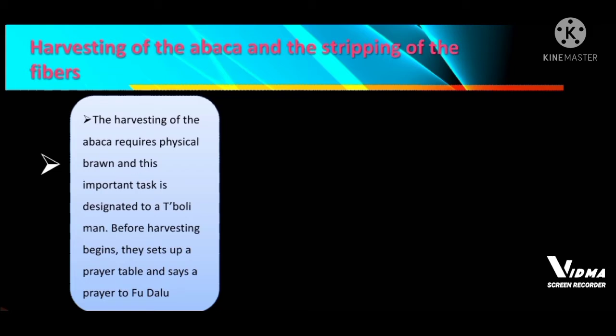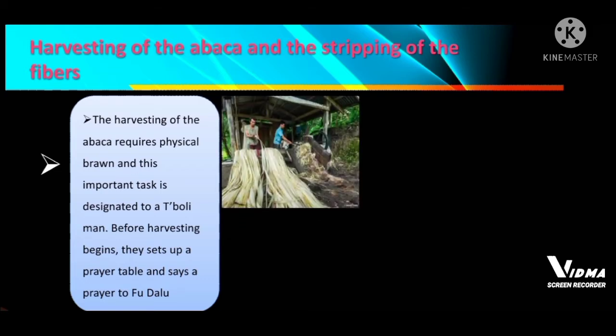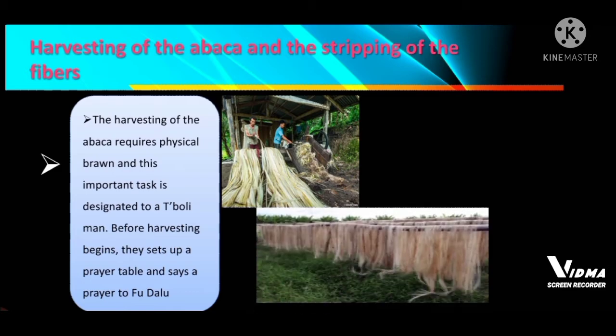Before harvesting begins, they set up a prayer table and say a prayer to Fudalu. If I'm not mistaken, Fudalu is their spiritual guardian. They offer prayers for guidance. The harvested fibers take at least 24 hours, or until they are adequately supple. The fibers are grouped into wrist-size bundles. After stripping, the fibers have to be combed immediately.